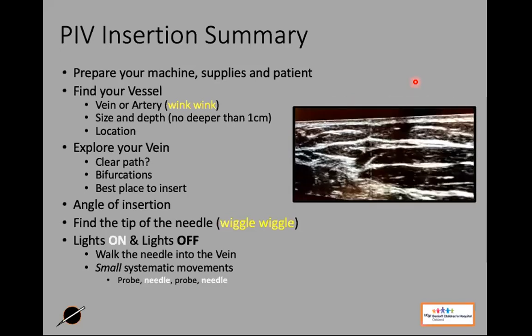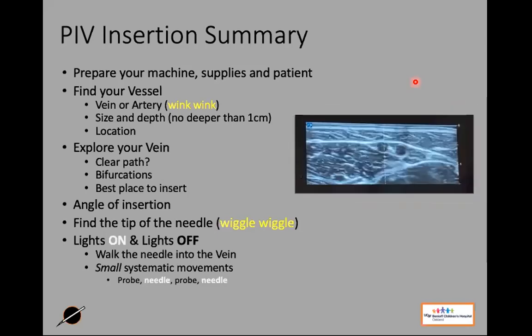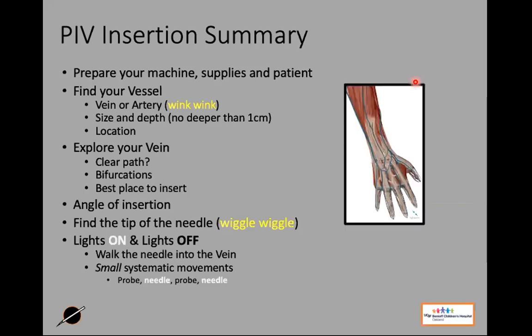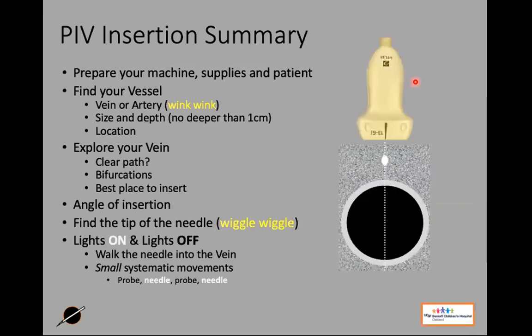We're going to differentiate an artery from a vein using the wink-wink technique. We're going to look at the size and the depth. We're not going to go beyond 1 centimeter. And we're going to have a nice clear path. We're going to avoid flexion points. And we're going to find the ideal vein. We're going to think about the angle of insertion. We're going to find our tip using the wiggle-wiggle. And then we're going to use our lights on, lights off technique to advance that needle into the vein.